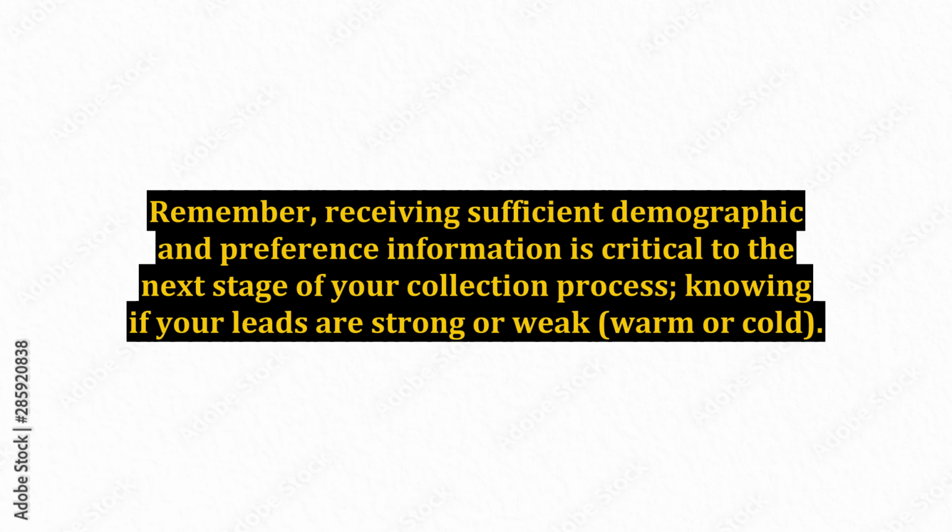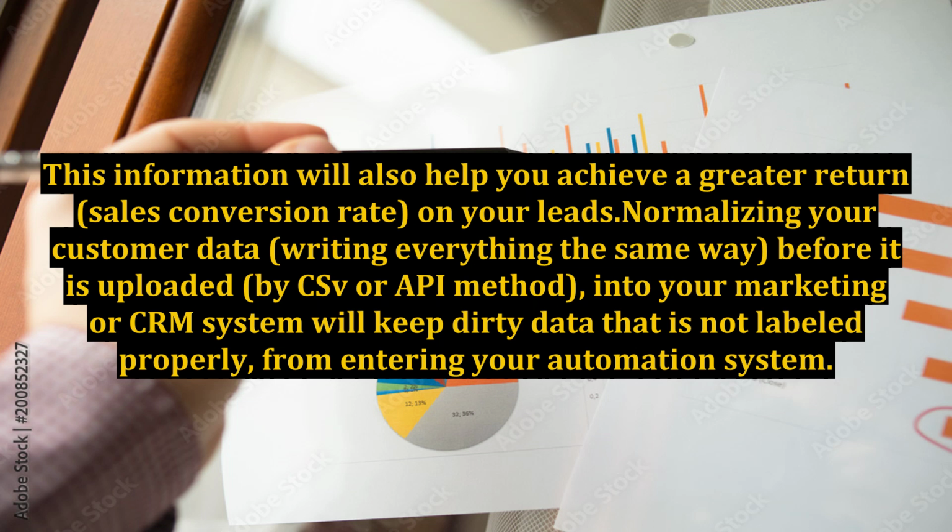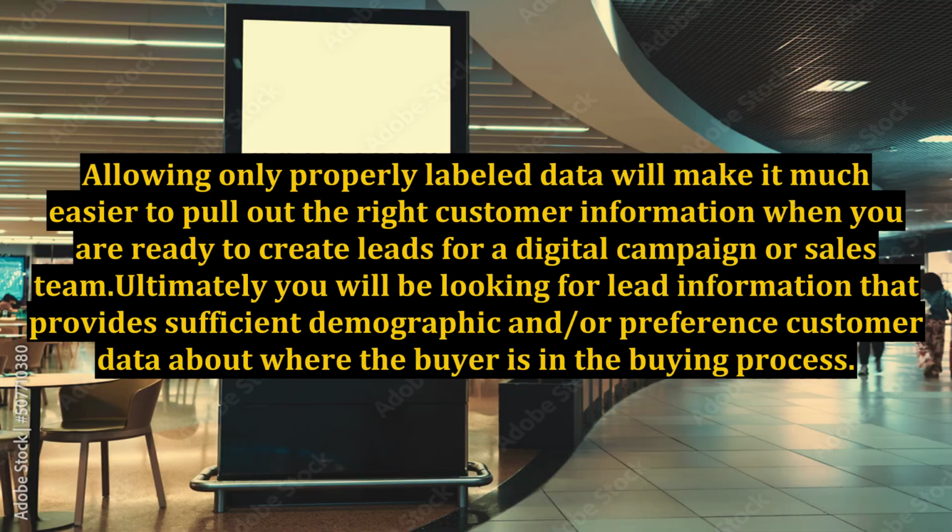Remember, receiving sufficient demographic and preference information is critical to the next stage of your collection process, knowing if your leads are strong or weak, warm or cold. This information will also help you achieve a greater return, sales conversion rate, on your leads. Normalizing your customer data, writing everything the same way, before it is uploaded, by CSV or API method, into your marketing or CRM system will keep dirty data that is not labeled properly from entering your automation system. Allowing only properly labeled data will make it much easier to pull out the right customer information when you are ready to create leads for a digital campaign or sales team.